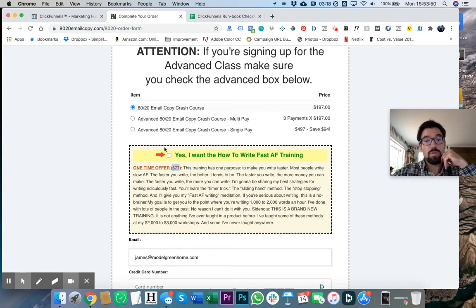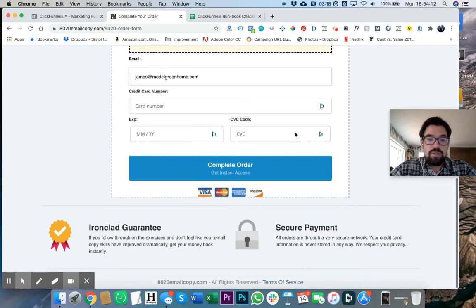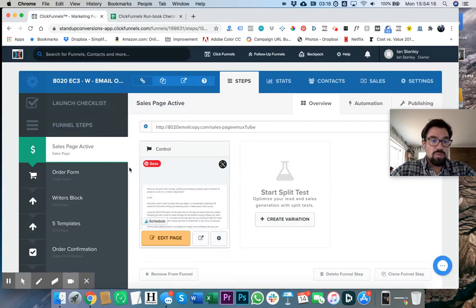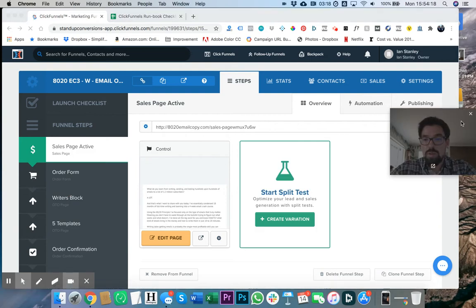And again, one of the other things that's really helpful here is that here's the advanced. And then you can also have a single pay option. Highly recommend that. Multi-pays, obviously, get big take rates because people don't always have the cash up front. But the single pay is really nice for people who do want to save, and you want to incentivize people to pay everything up front because they're about to get a lot of great value out of it. So with that, that's the order form. Now I'm going to show you the upsells.